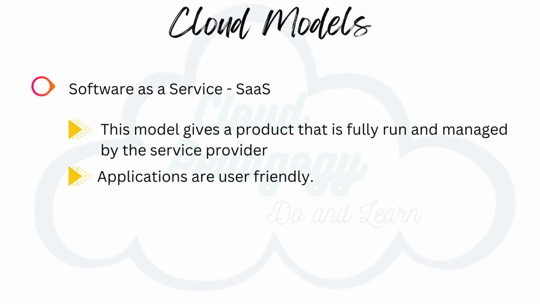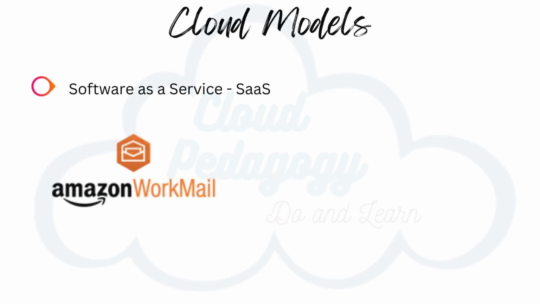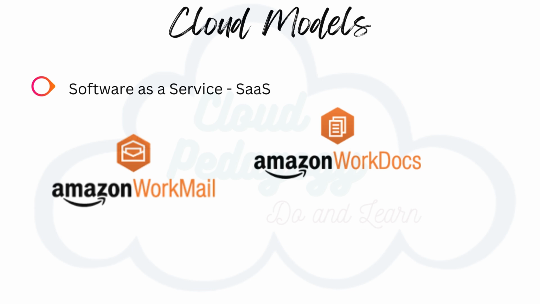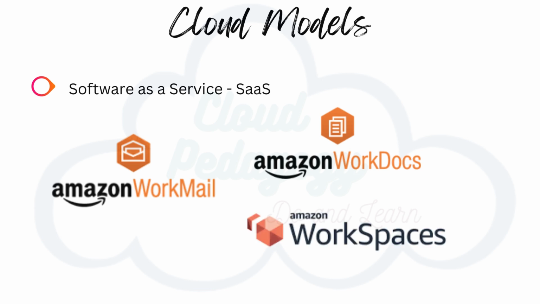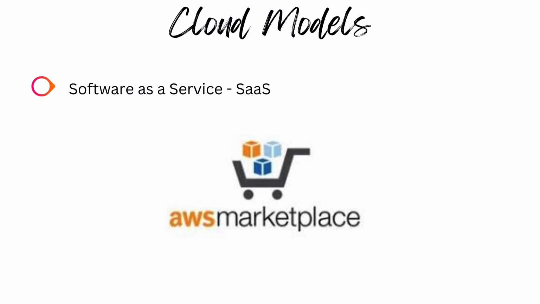With software as a service, you don't have to think at all about how the service is maintained or how the underlying infrastructure is managed. A common example is a web email application where you can set up mailboxes and send and receive emails without having to understand anything about email protocols. AWS offers Amazon WorkMail, Amazon WorkDocs for document collaboration, and Amazon WorkSpaces for desktops on the cloud. In addition, there are many AWS partner products from the AWS Marketplace as well.